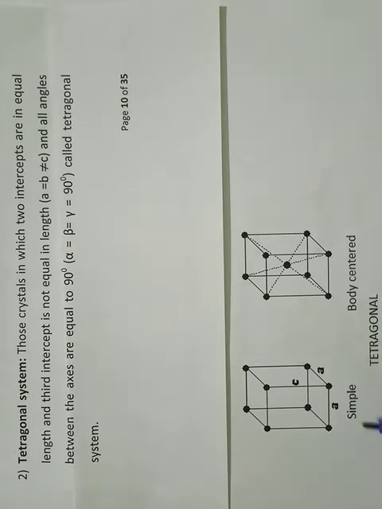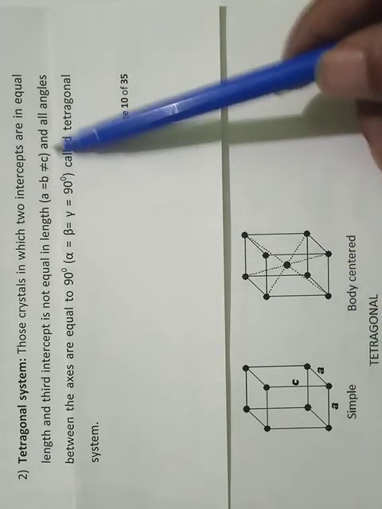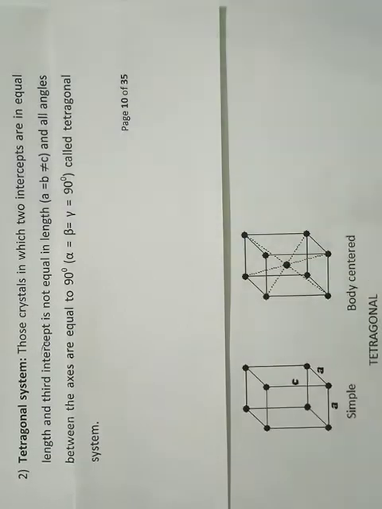Here you can see the simple tetragonal system and the body centered tetragonal system. In these systems, only two intercepts, that is A and B, have equal length, but the intercept C is not of equal length. Also in these tetragonal systems, the angles between the axes are equal to 90 degrees. Such systems are called tetragonal systems.